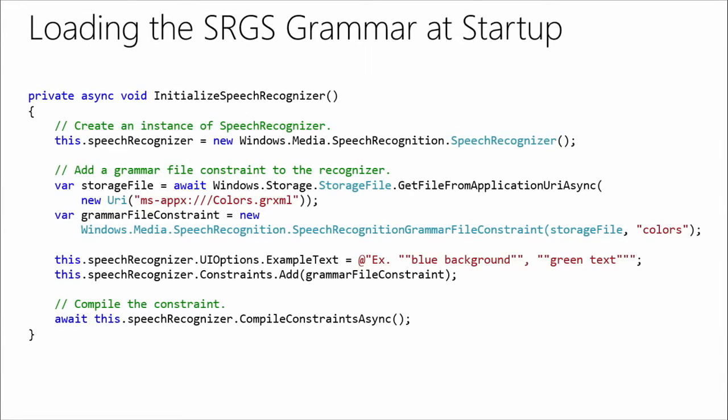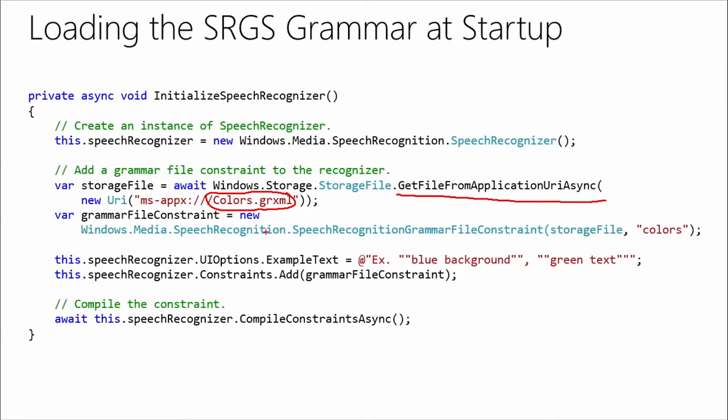Once you've created your grammar, you need to load it at startup. So that means you're going to have to, right here again, create a speech recognizer. And then right here, you're going to load from application URI async. You said control 2, right? Yes. Okay, so right here, oh, there you go. Get file from application URI async. This is where we load our grammar.